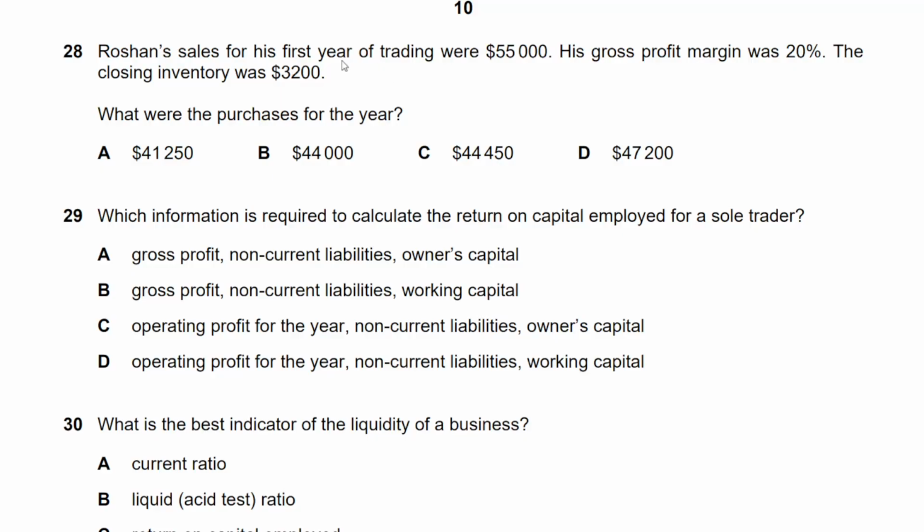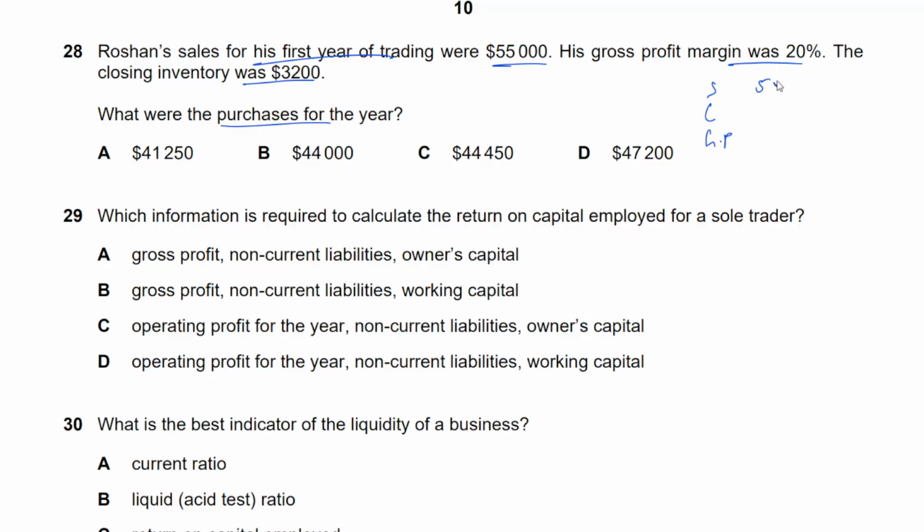28. Roshan's sales for his first year of trading were 55,000. His gross profit margin was 20%. Okay, sales are given, margin is given. We know now we can calculate gross profit easily. The closing inventory is given. What were the purchases? It's his first year. There is no opening inventory, guys. So with the given information, you can find cost of sales. So look at that. Sales, cost of sales, gross profit.